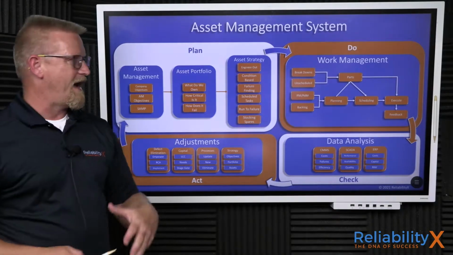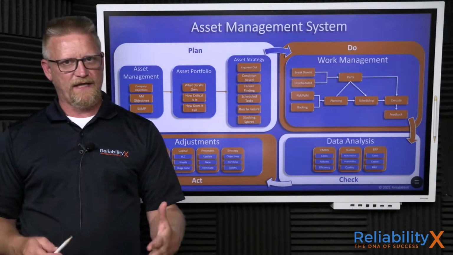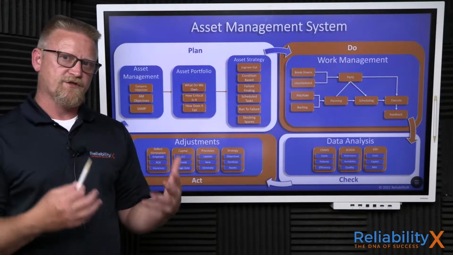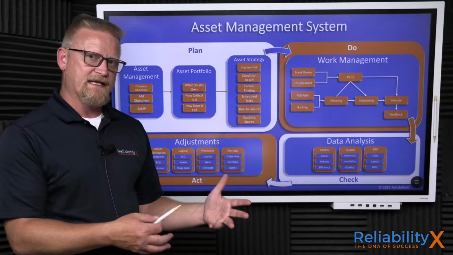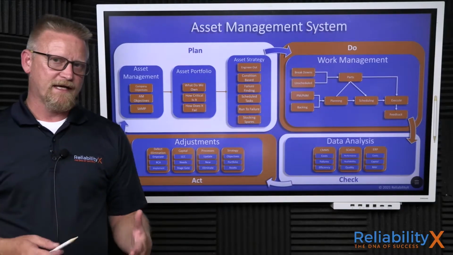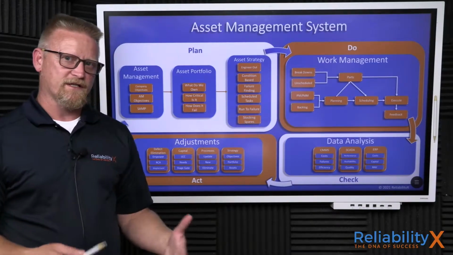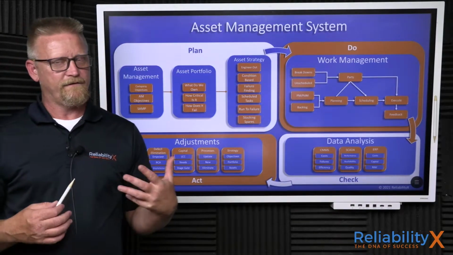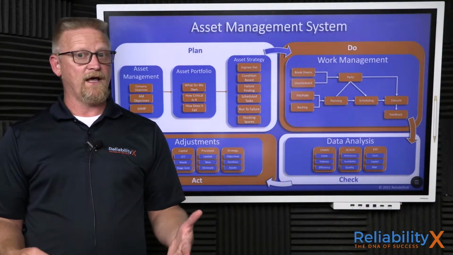So the reason you have an asset management system in place is to control the mechanisms that develop strategy, that execute against that strategy, that analyze the data, and then make adjustments from there. This is all part of the plan, do, check, act cycle for asset management, maintenance, and reliability.